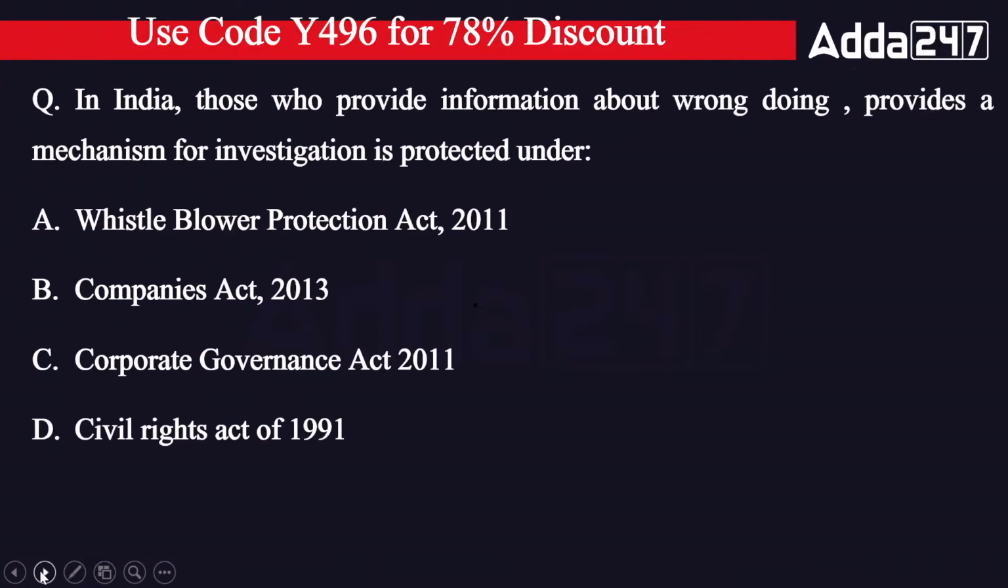Now the right answer you have given, that is A, the Whistleblower Protection Act 2011 is there, which provides for information about wrongdoing by any employee. It will be like, if you find out certain wrongdoing is happening in your organization, you are an employee, you are a customer, you can complain about it.